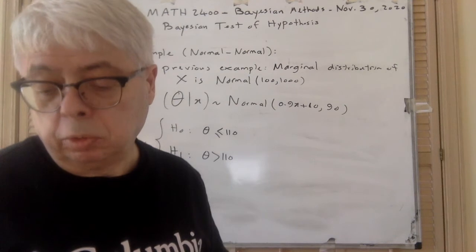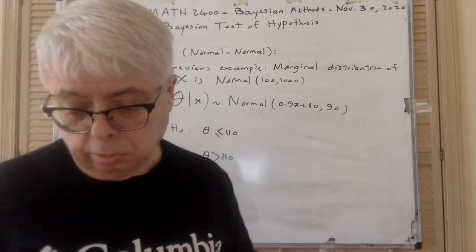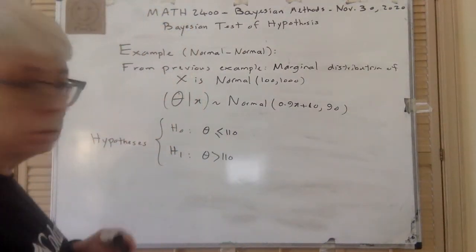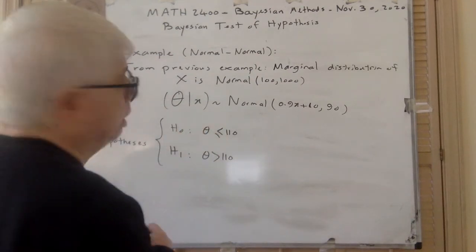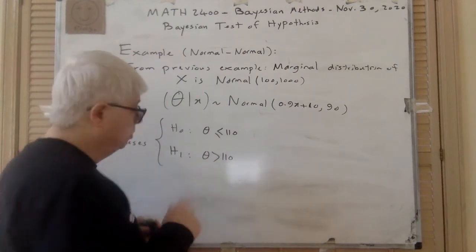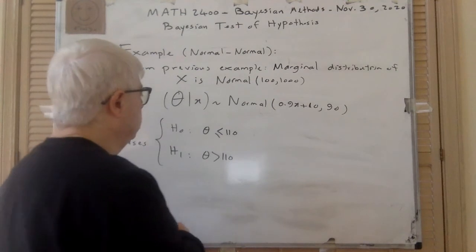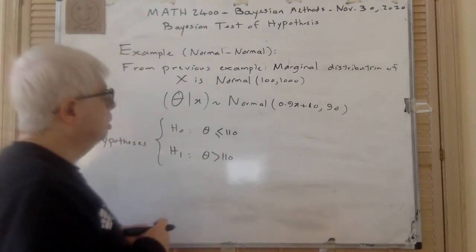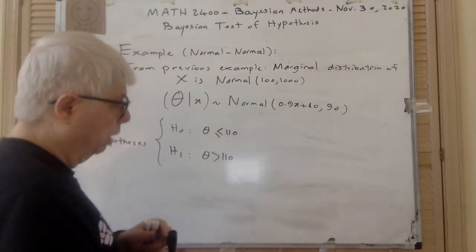This resembles the hypothesis test using the frequentist method. In problems like that, sometimes you might say it's usually equal. In fact, it's either equal to this and not equal to this, or equal to this and bigger than this, or something like that. But here we can do this. So H0 is that theta is less than or equal to 110. The other one is that theta is bigger than 110.